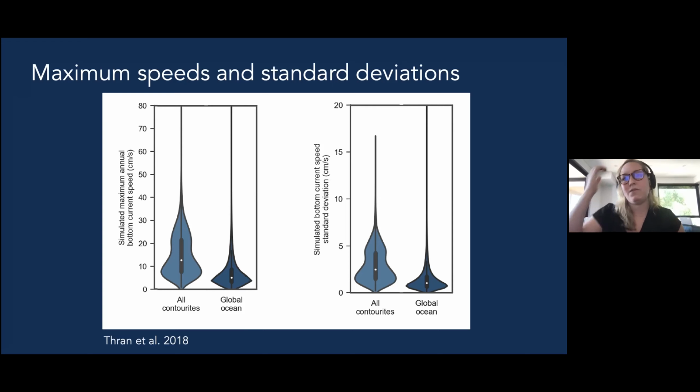And so with this in mind, our first result that we got actually does make a lot of sense, because if the currents are moving too quickly all the time, they're just going to erode the Contourites away, and they're going to create hiatuses in the geological record.